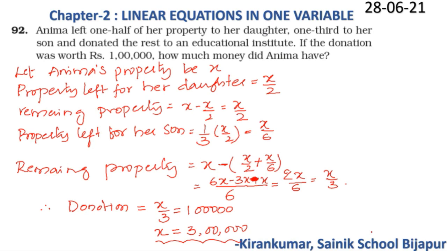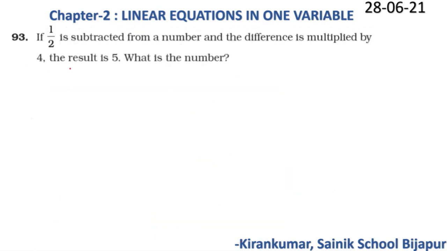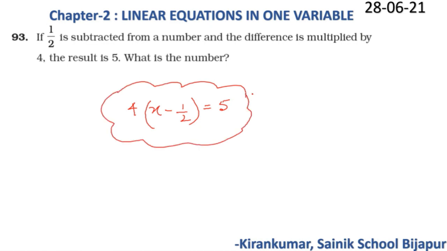I'll be giving a few questions for you to attempt. I'll be telling how to solve also. Question 93. If 1 by 2 is subtracted from a number and the difference is multiplied by 4, the result is 4. This is pretty simple. You can try this out. If x is the number, if 1 by 2 is subtracted, it becomes x minus 1 by 2. The difference is multiplied by 4. The result is 4. This is the equation. You write the statement and then write the equation and find the value of x.